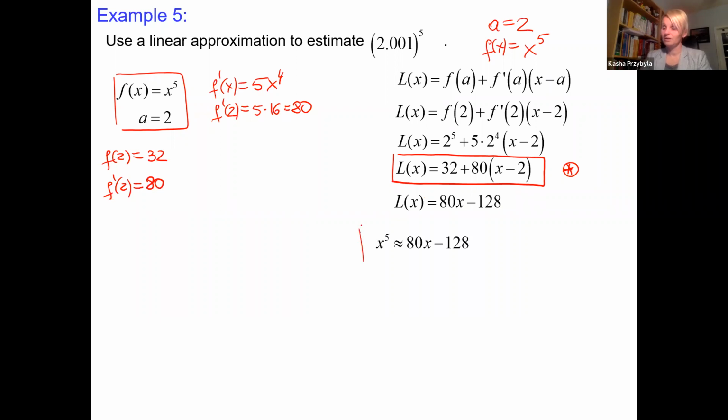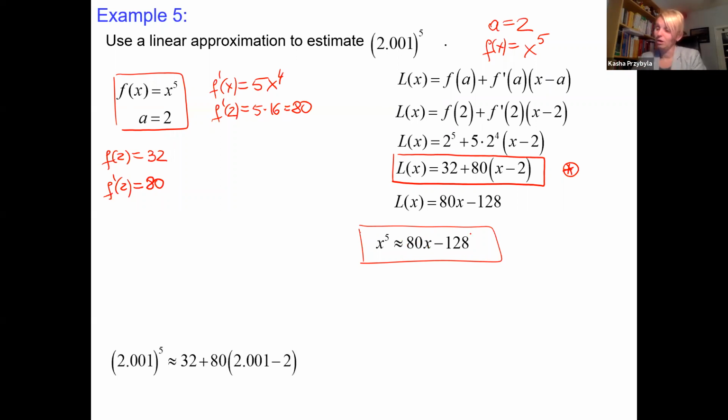Okay, and now we can take the function x to the power of 5, and instead of taking the number to the power of 5, I just have to take the number and multiply by 80 and subtract 128. Yeah? But only near x equals 2. Yeah? Because we can nicely see from that form, only near 2. And actually I'm using that form. Can you see I'm using that form to approximate?